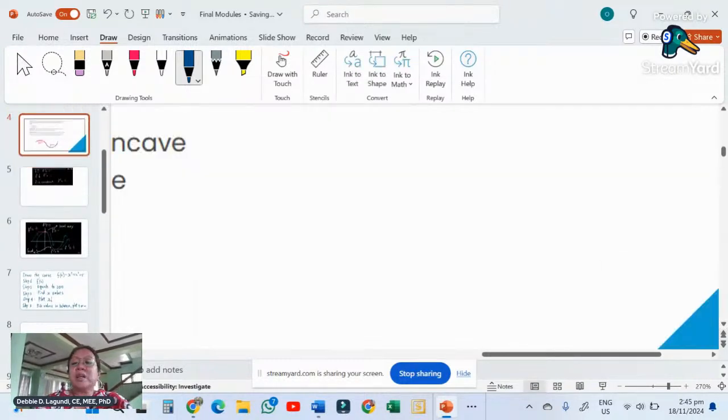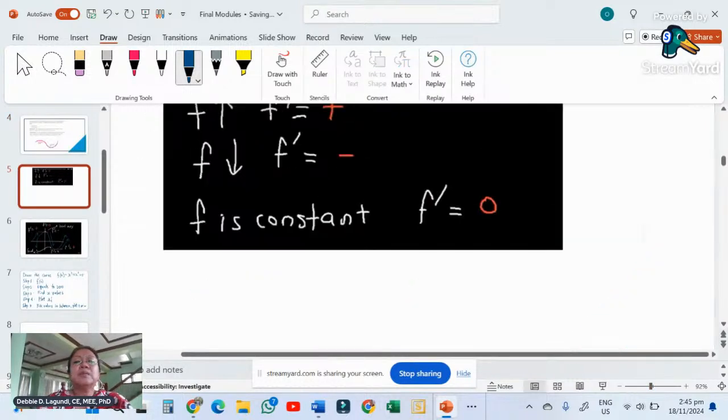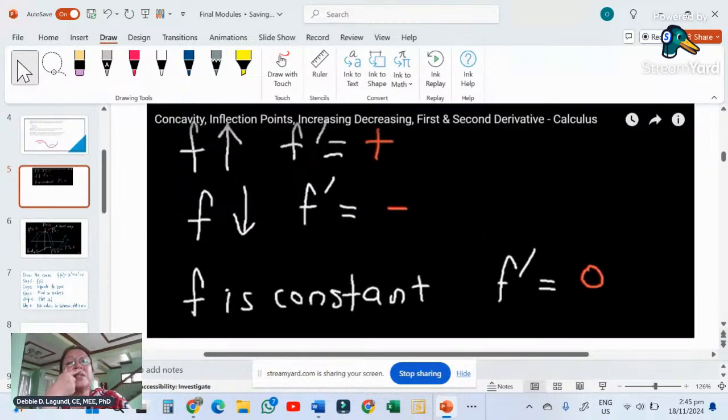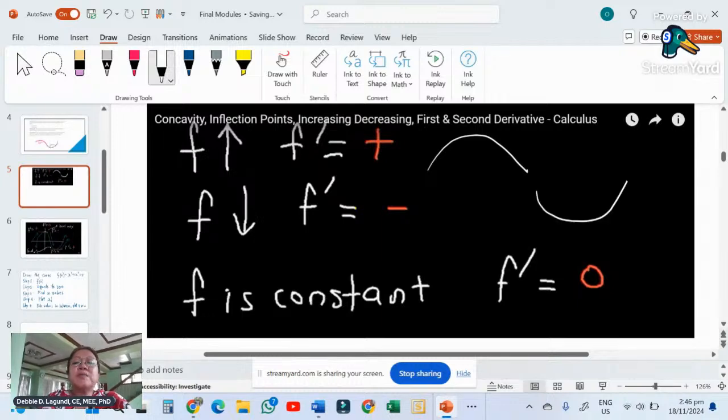Before that, let me just show you this one time. I have here concepts on the first derivative of our f, or functions, that will tell you whether the curve is increasing or decreasing. When your f is going up, your f prime is positive. When it's going down, your f prime is negative, or if it's constant, your f prime is zero, or flat. Positive means it is curving like this, negative is curving like that, and when it is constant, it's flat.